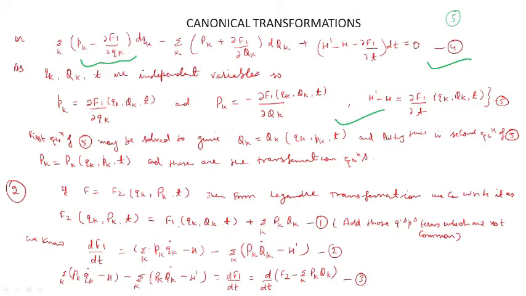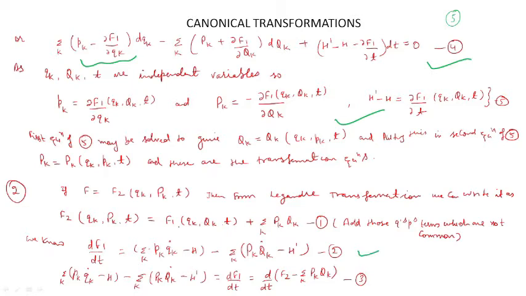Here you may note that the term which is common is not written here. The other terms for the coordinates, except the time, are written here. So it is plus sigma k Pk Qk. Now we also know that dF1 over dt is equal to sigma k pk qk dot minus h minus sigma k pk qk dot minus h dash. Let us say it is equation number 2.